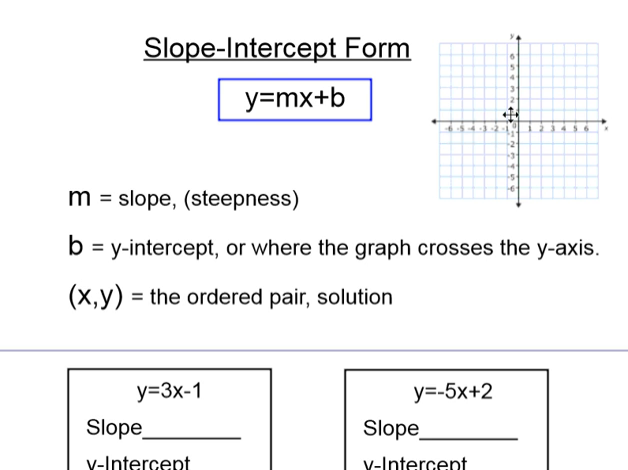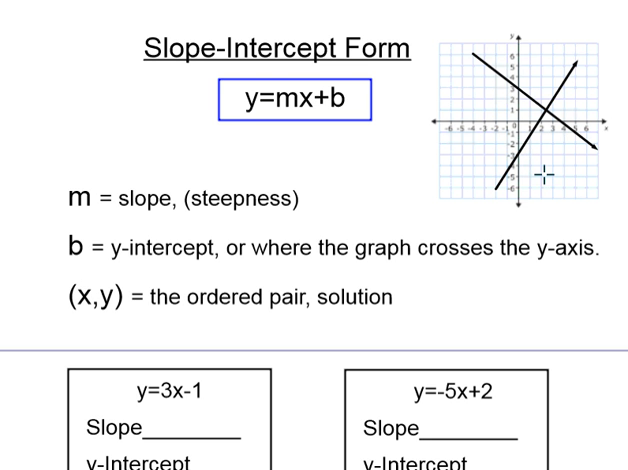Next we have the b here. That's the y-intercept, or where the graph crosses the y-axis. So right here's the y-axis. If I were to draw a line in there really quickly, you can see that this line is crossing the y-axis at 3. So for this particular line, the b would be 3.